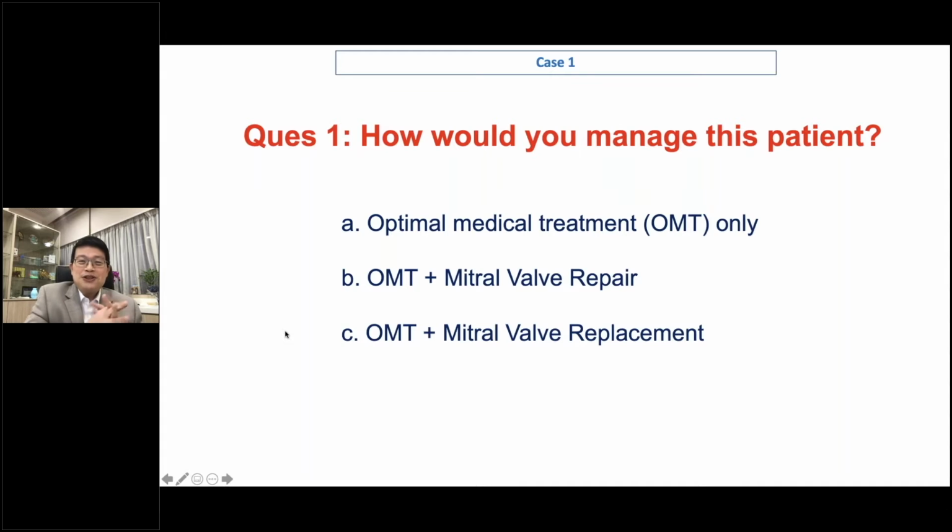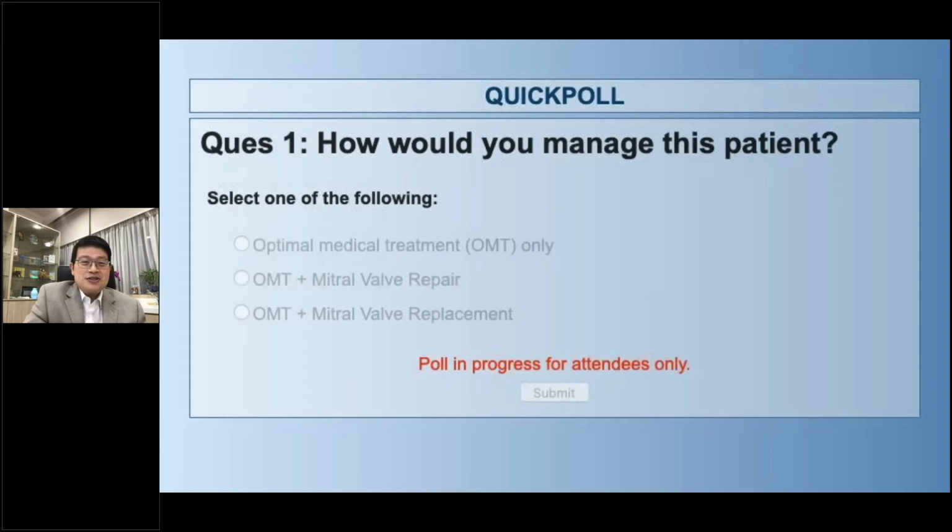So we have a question for you now. How would you manage this patient? You could choose your answer: either optimal medical treatment, or optimal medical treatment with mitral valve repair surgery, or optimal medical treatment with mitral valve replacement surgery. To all attendees, the poll is now open. You may choose your answer.